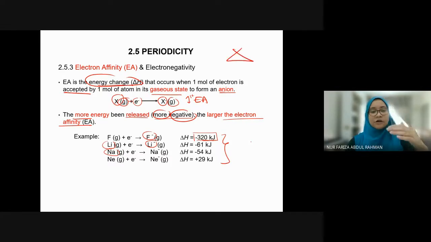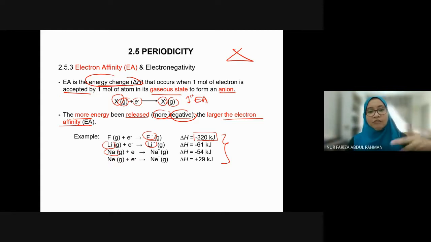Okay, alright, imagine let's say we have fluorine kan. Fluorine atom is unstable. In order to become stable, it needs to accept electron. Okay, kenapa dia nak jadi stable? Because everybody wants to become like noble gas. Kenapa nak become noble gas? Because they have a stable electronic configuration. Okay, that's why there are two ways in order to do that. It's either you accept electron or you remove electron, in order to become like noble gas.